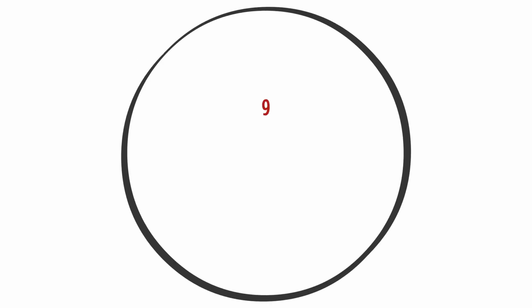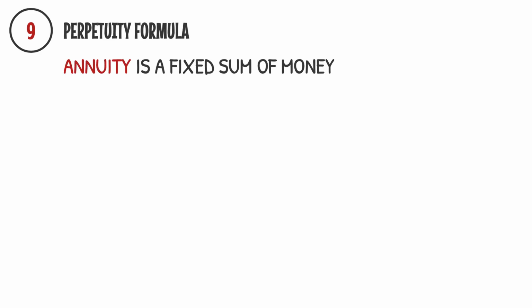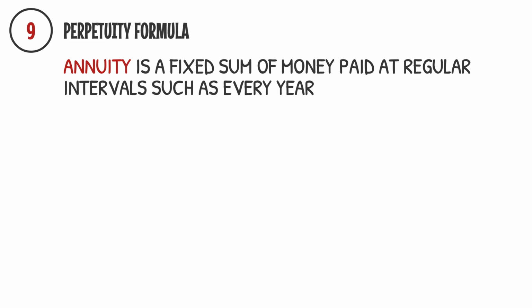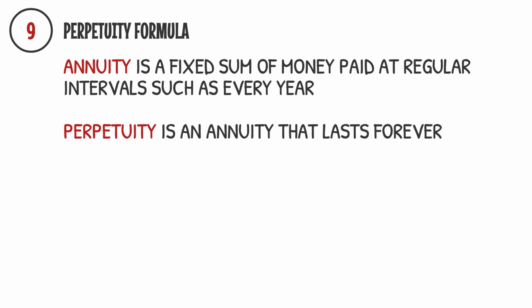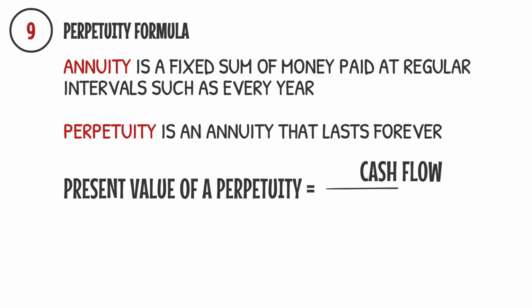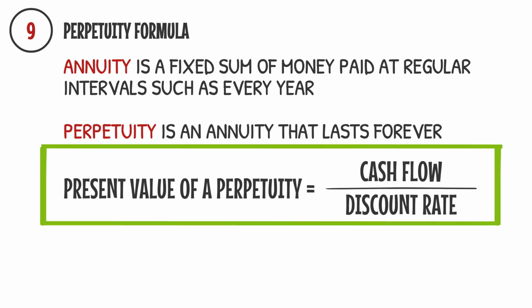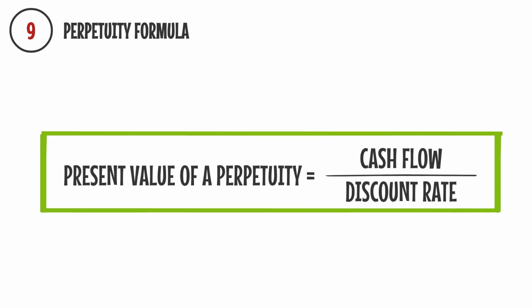Number 9, perpetuity formula. An annuity is a fixed sum of money paid at regular intervals such as every year. Perpetuity is an annuity that lasts forever. The present value of a perpetuity is calculated by taking the cash flow of each payment and dividing it by the discount rate. Let's look at an example.